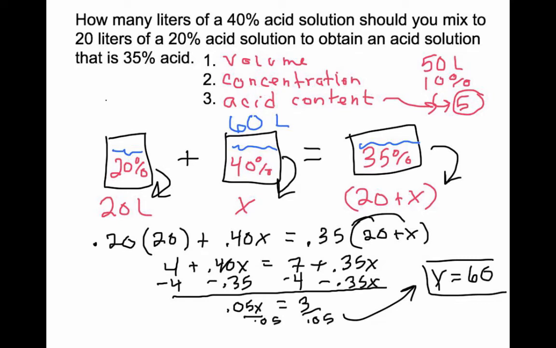I already know I have 20 liters over here. Right? I have 20 liters of the 20%, 60 liters of the 40%, which means my total volume at the end is going to be 80 liters. However, in this problem, this is truly what we are looking for, right? Up above it says how many liters of the 40% solution.